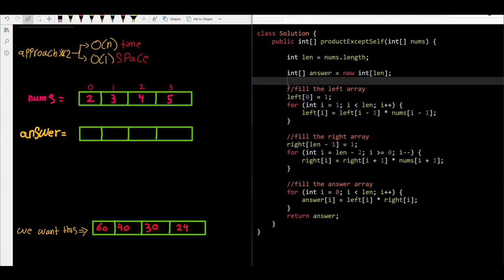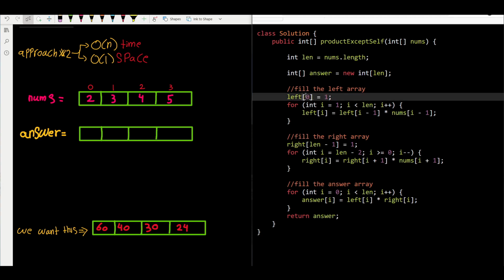Now in terms of the approach, we will do the same exact thing. We will still have the left section and right section, and each field in the answer will be the product of the left section with the right section, but now the implementation is different. Now we will do the implementation in 2 steps. Step 1 will be the same thing as this fill the left array. At each index in answer, we need to put the product of all the elements to the left of that index in nums. Literally the same thing as here.